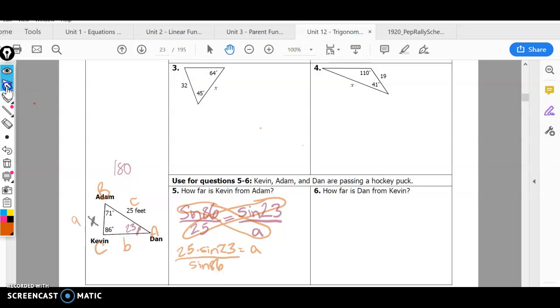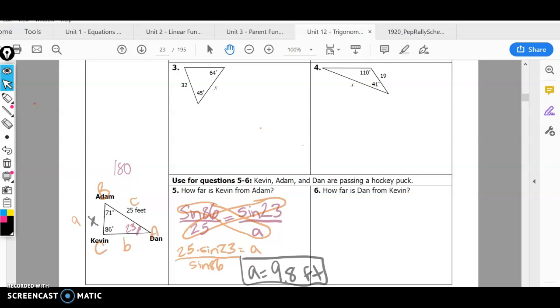And let's see what we get. Should get A to be about 9.8 feet. That's how far Adam and Kevin are. Make sure your answer makes sense in terms of the problem. If you got a really huge number or a really small decimal, please check your multiplication and division.